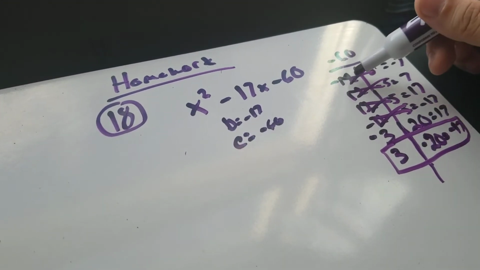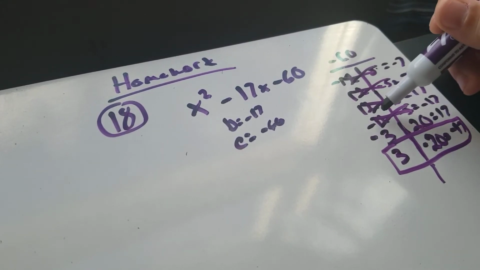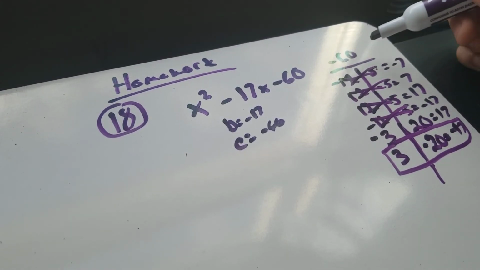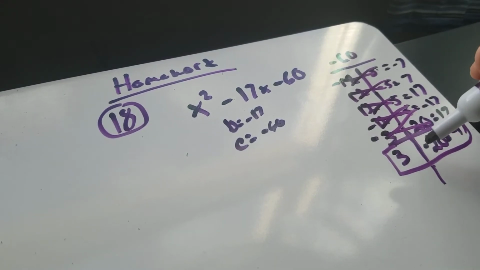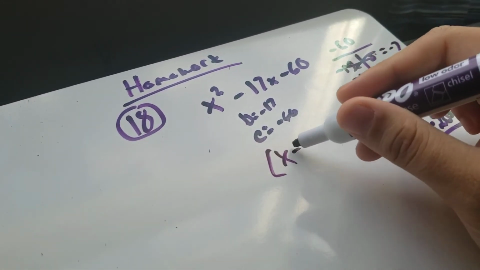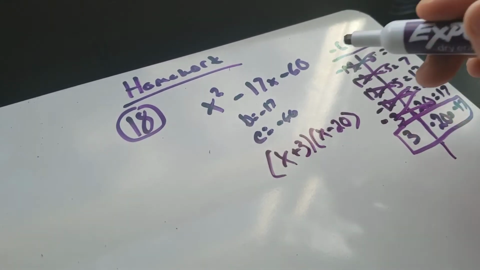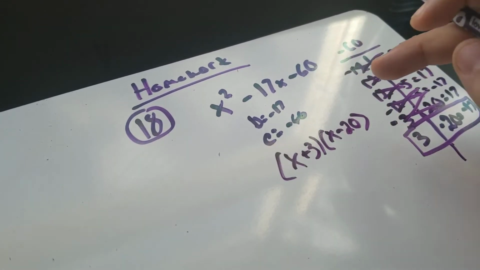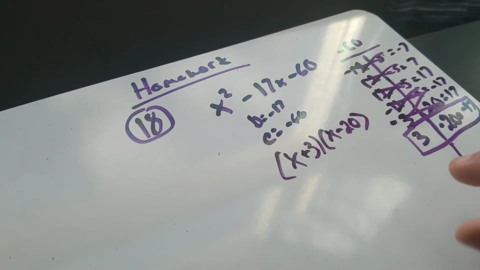I saw a lot of guys pick 12 and 5, even though it doesn't add up to negative 17. I saw a couple people put negative 12 and negative 5, but that doesn't multiply to negative 60. You have to satisfy both at the same time, not one, not the other. So the only one that works is 3 and negative 20. So x plus 3 and x minus 20. I'm going to make a new problem as part of the homework, so I want to make sure you understand the part of when you have a two negative situation going on.